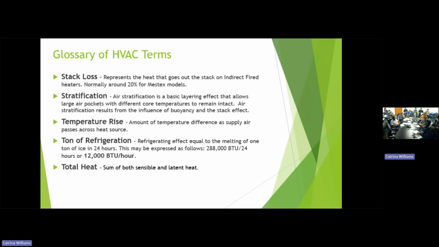It's the temperature differential from floor to ceiling, the stratification. That's right. Temperature rise is the amount of temperature difference as supply air passes over a heat source. Again, it can also be known as delta T.